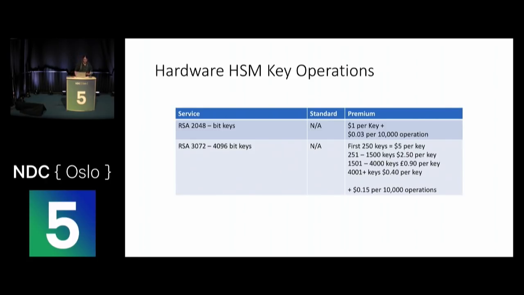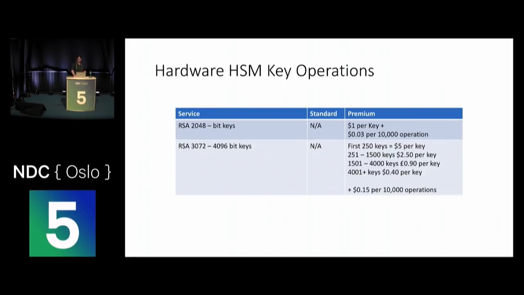So for the standard default size key of 2048 bits, you're looking at about $1 per key, and then again 3 cents per 10,000 operations. For the higher strength keys, it's a tiered pricing model, so your first 250 keys will cost you $5 per key, and then the price staggers to get lower the more you use. So that's just to give you a rough impression of what the price is. Whereas if you go and buy one of these devices, you could be looking at $50,000, $60,000 or higher.